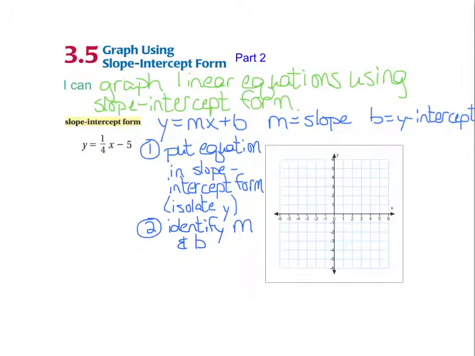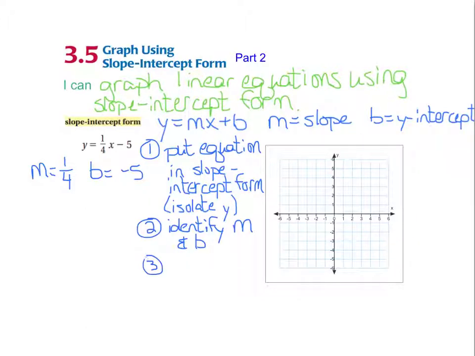So for this equation, remember m is the coefficient of x. So m is the number in front of x. So m is 1/4. And b is the number at the back. It's the y-intercept. In this case, b is -5. Notice I included the sign with it, -5. Okay? So identify m and b.